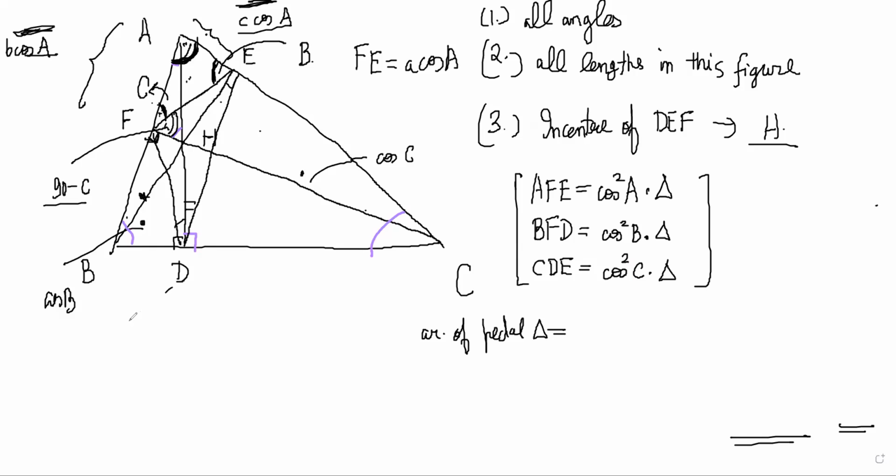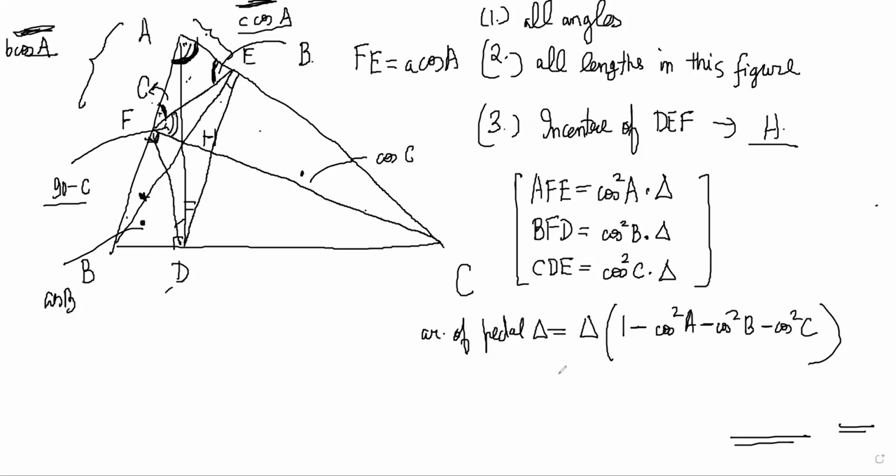Yeah, we can take delta and then subtract all the smaller triangles. So delta times (1 minus cos square A, cos square B, cos square C). Correct. Now go back.